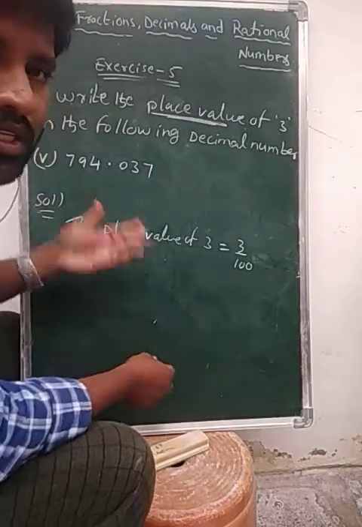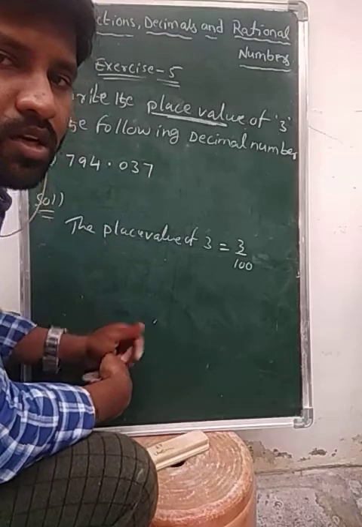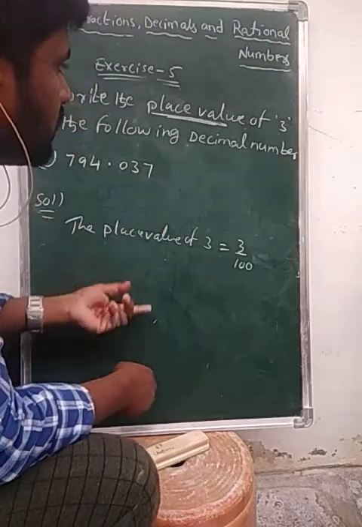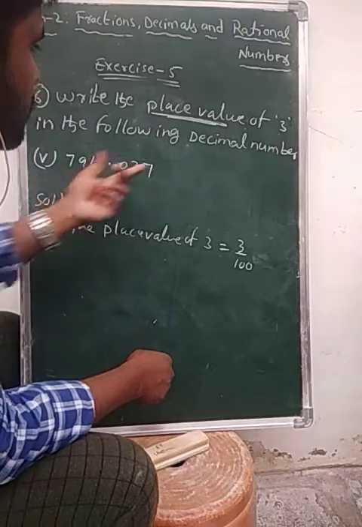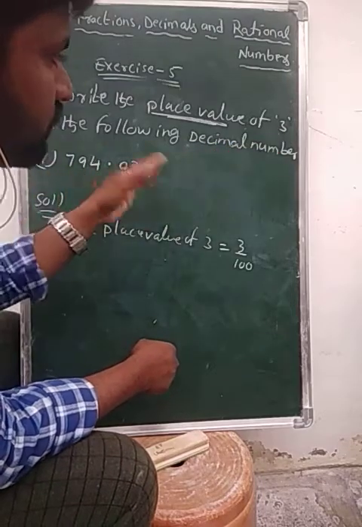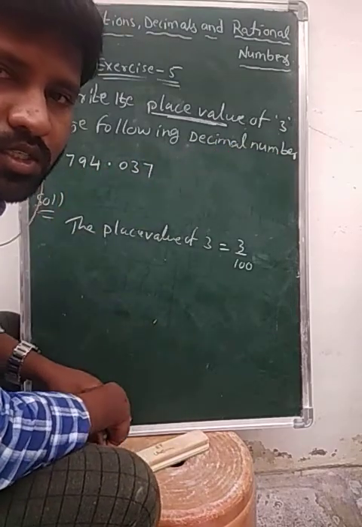Like that, you take different numbers and find the place value. In the question, 3 is given; you take different numbers and try it. Okay students? Thank you.